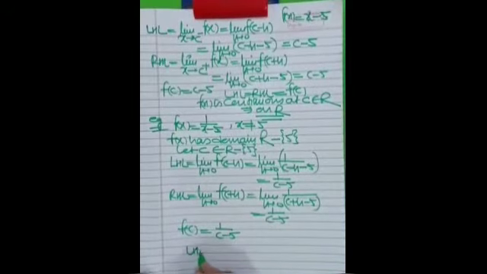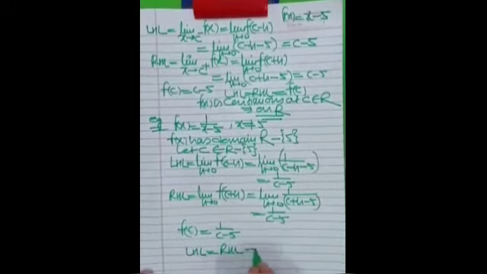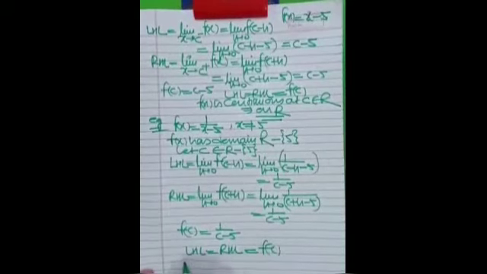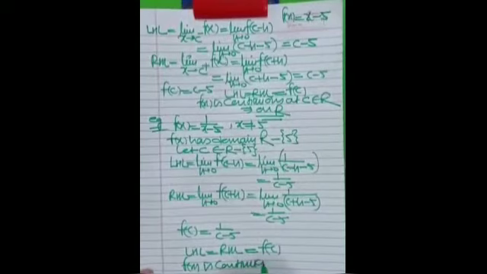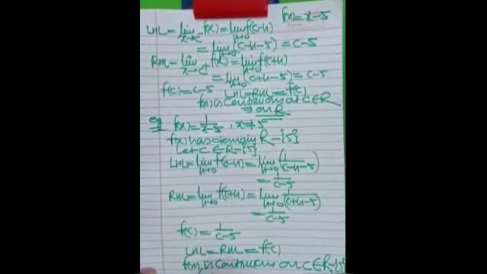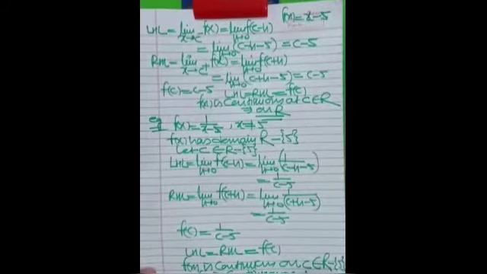Now children, LHL is equal to RHL is equal to f(c). f(x) is continuous on c. What is c? c is domain. It means f(x) is continuous on the domain of f. On the domain of the function, this function will be continuous, right?